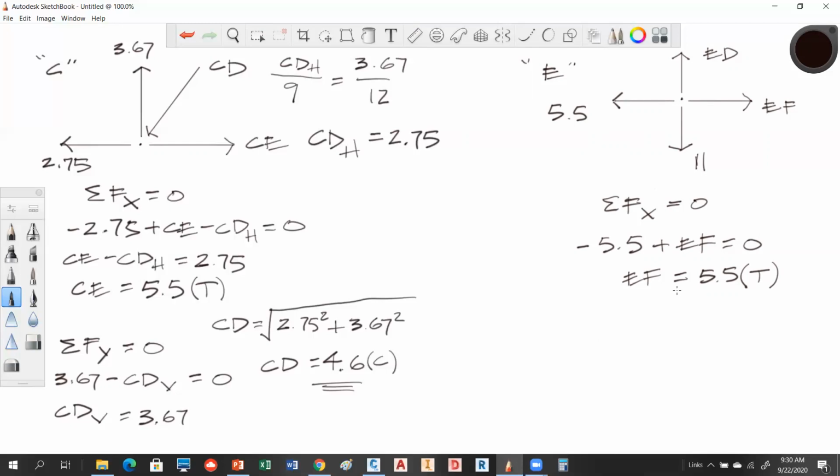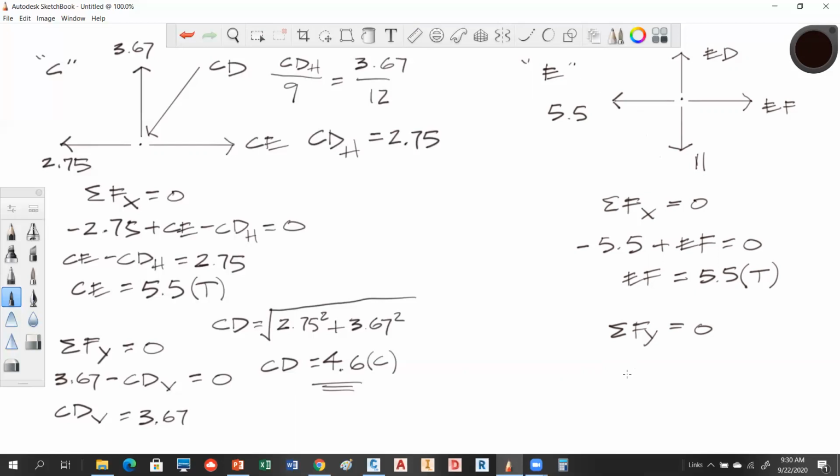That's critical. And then we're gonna say sum of forces in Y. And I'll tell you the reason that's critical is because if you come through these problems and you've made a mistake, if you've got everything written out, you can go back through and kind of figure out where your mistake was, potentially. Not always, but sometimes.